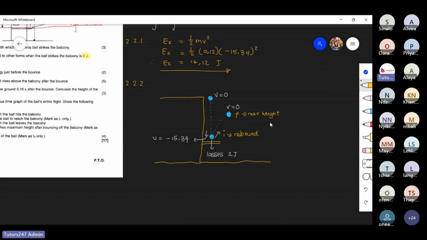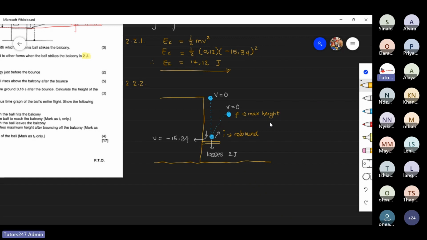Now, before we can actually start to calculate or to use our initial and final, you need to understand that the initial velocity, the velocity with which the object rebounds, is unknown. We do not know the velocity with which the object leaves the balcony. But what we do know is that the object loses 2 joules of energy once it hits the balcony.